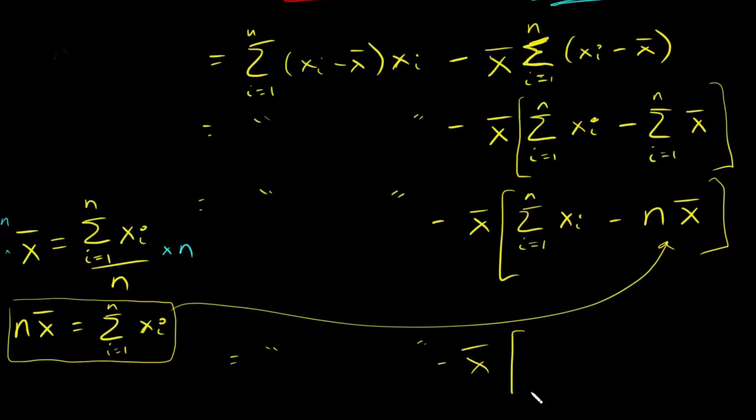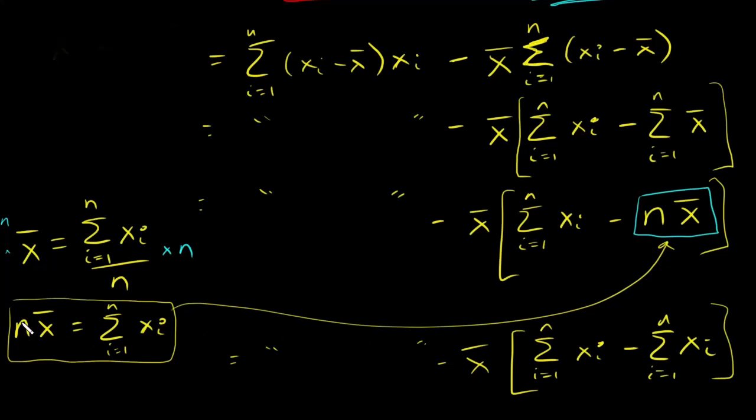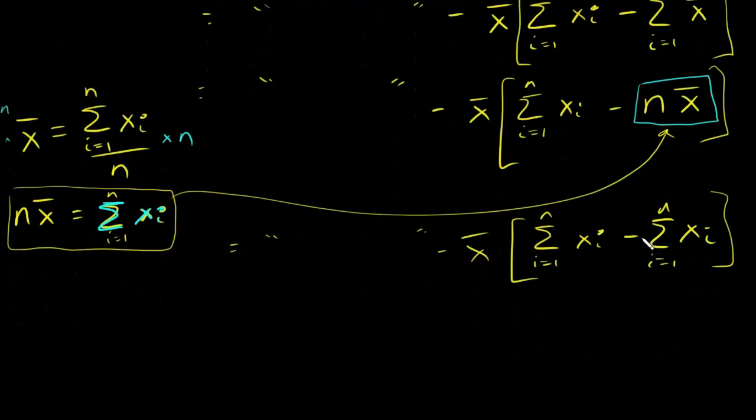So I have x bar hanging out in the front, and I have the sum from i equals 1 to n of xi minus the sum from i equals 1 to n of xi, because n times x bar is equal to this sum. Once you're there, you can see I have the same thing minus the same thing. So this whole thing is going to be x bar times 0. So we have minus x bar times 0, right?